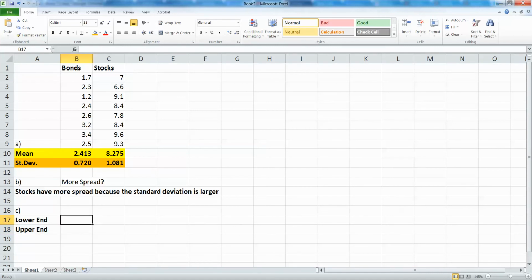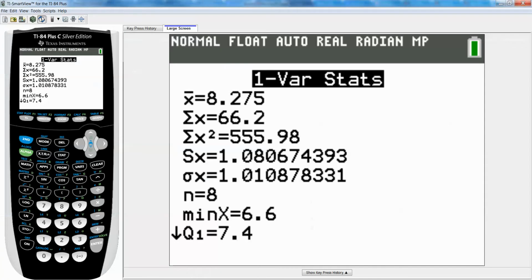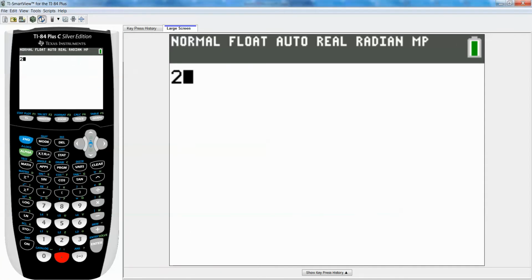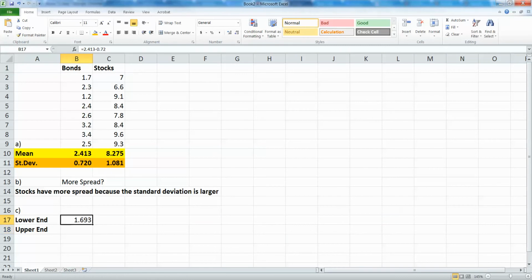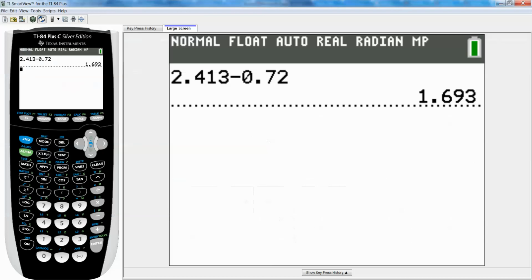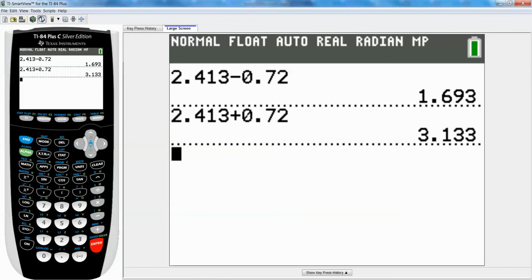All right, so you want the mean within one standard deviation, right? So you want to know the lower end and the upper end. So I want 2.413 take away 0.720. Now I made Excel do it there, but you can do it in the calculator just as easily. You could say 2.413 take away 0.72, enter, and you get 1.693, which is what I just got there. Then you do the upper end, which is the same idea. It's 2.413 plus 0.72. There's your upper end. So you want to know what percentage of scores lie between 1.693 and 3.133.